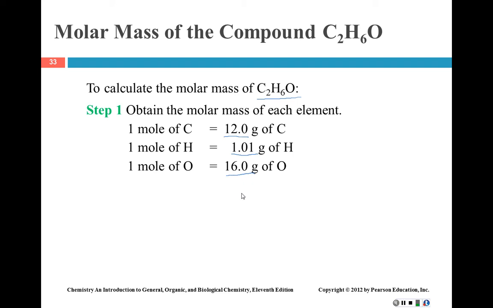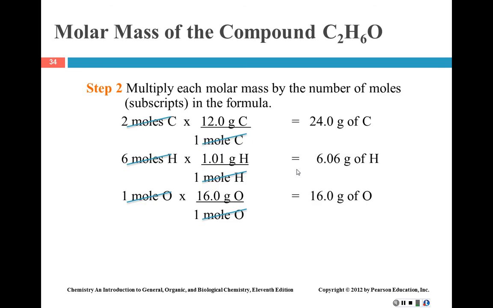How do I know that? I look at the periodic table. That's where that information comes from. And once I find that, the second step is I multiply it by how many moles of each one is in the formula. So I've got 2 C's, 6 hydrogens, and we know I only have 1 oxygen because 1 is understood.